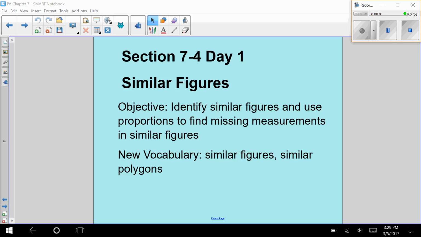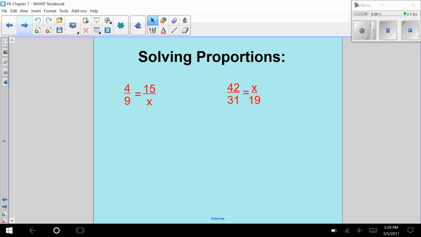This is section 7.4, similar figures. Our objective today is to identify similar figures and use proportions to find missing measurements in similar figures. Let's begin by reviewing how to solve proportions.